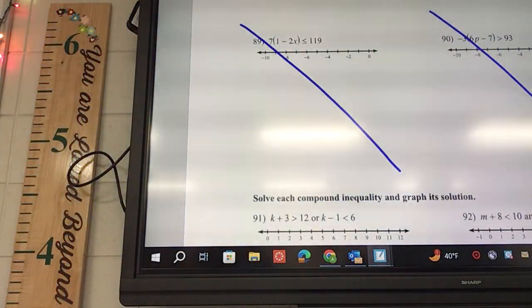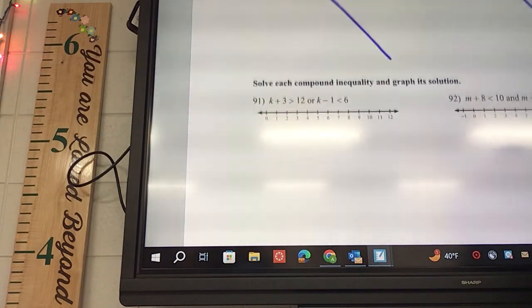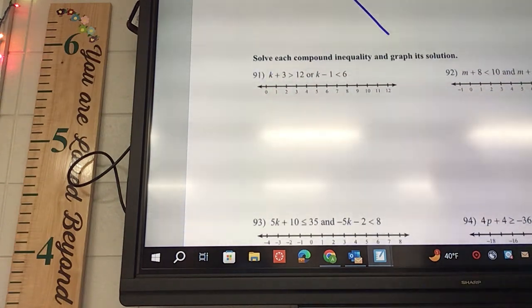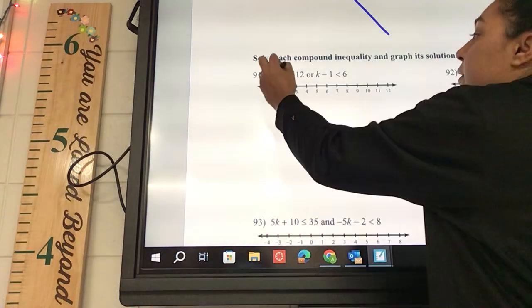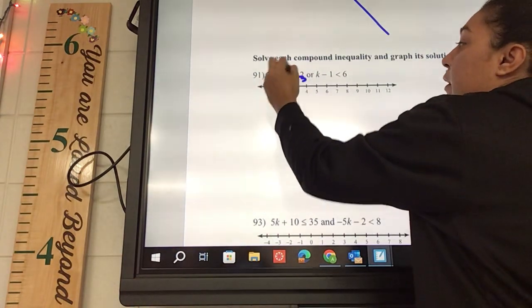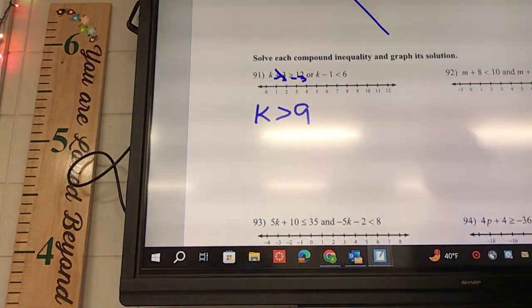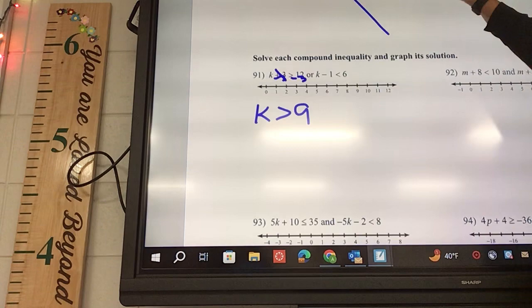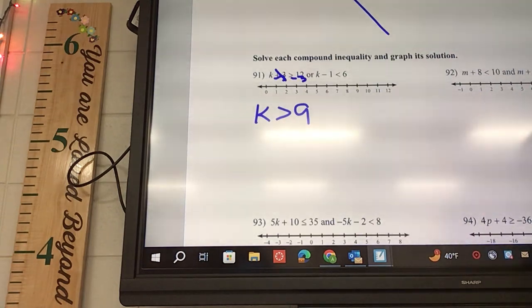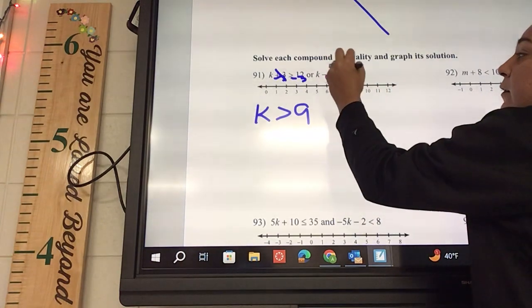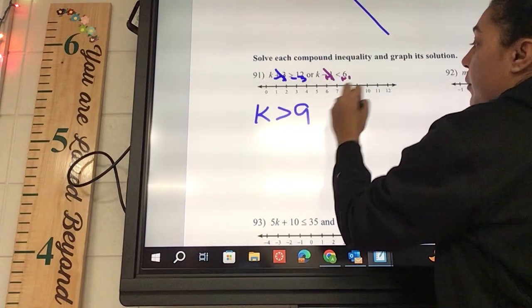Okay, 89 and 90, you guys can cross out. If you know how to do the other ones, then you know how to do these ones. Okay, 91, we solve these completely separate. So for the first one, I have k plus 3. What needs done? -3 on both sides. Okay, so I'm going to get k, 9. Okay, what about for this second one? +1 on both sides. Okay, so I'm going to get a 7.